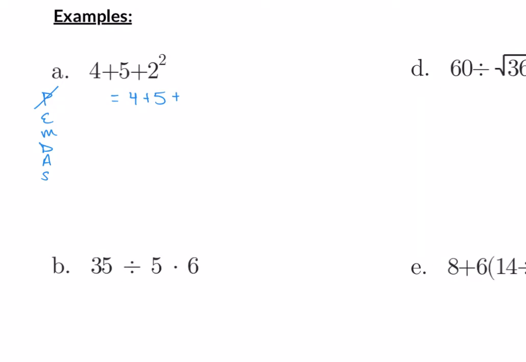So 2 squared, this is 2 times 2, and 2 times 2 is 4. From there, we have addition. Now, as everything here is being added, we can go ahead and add in any order that we want, because remember, addition is commutative and associative. So if we go ahead and add 4 plus 5, we get 9, plus 4 equals 13. All right, let's go ahead and try another one.